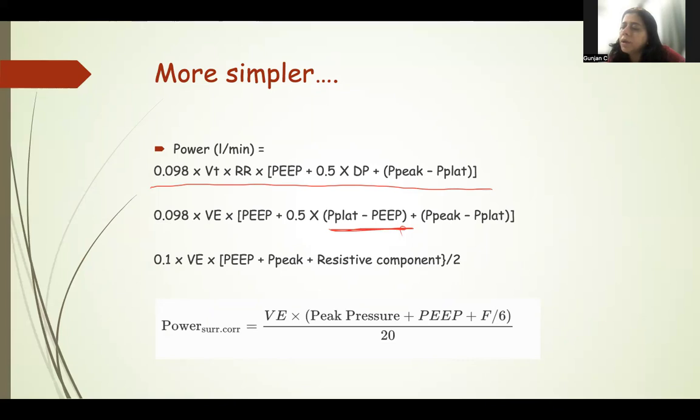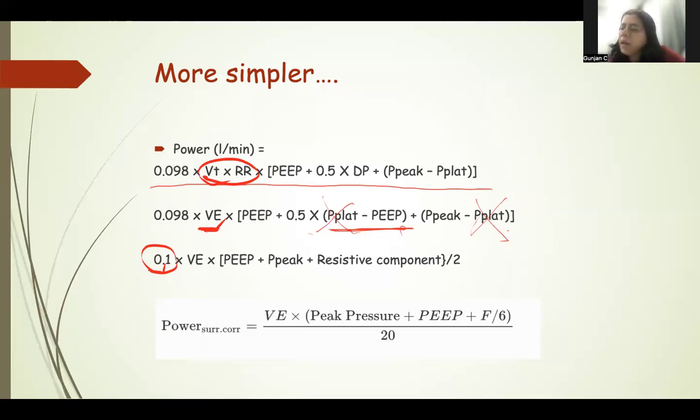And this is the minute ventilation, which I have written as VE. So, 0.5 into the driving pressure plus the resistive work. Now to simplify it further, he made 0.098 into 0.1. Why complicate it further? He just cancelled out this P plat because he felt it is anyway a minus. Why should I bother with it so much? Fine, just cancel it out.